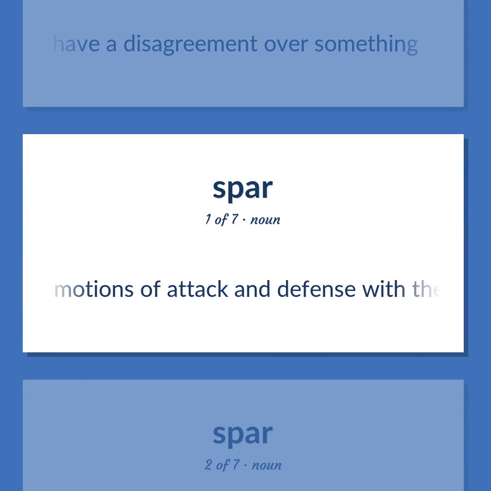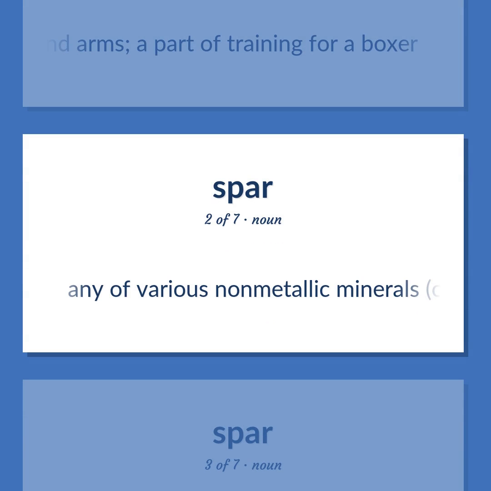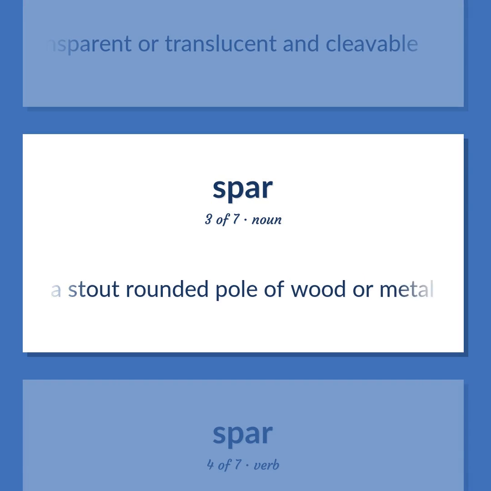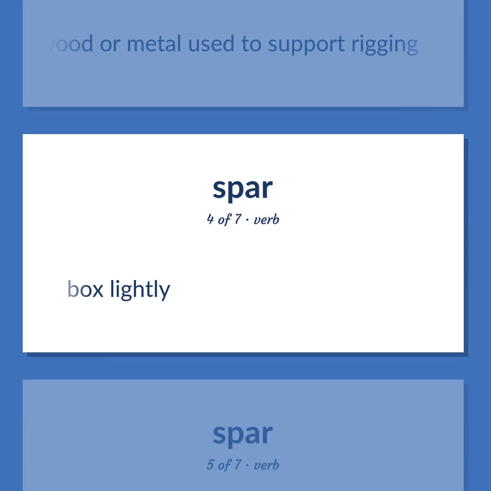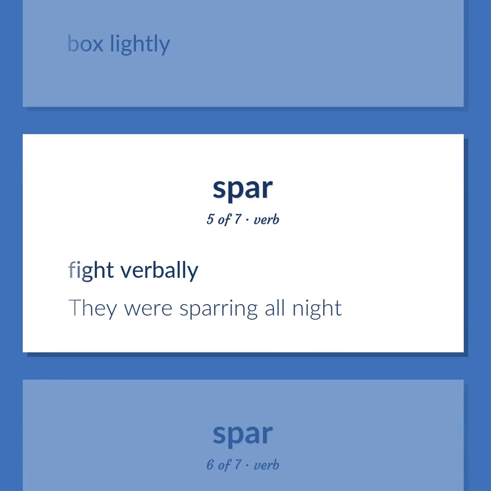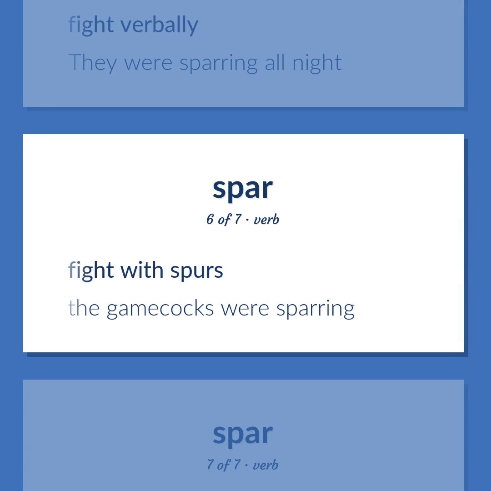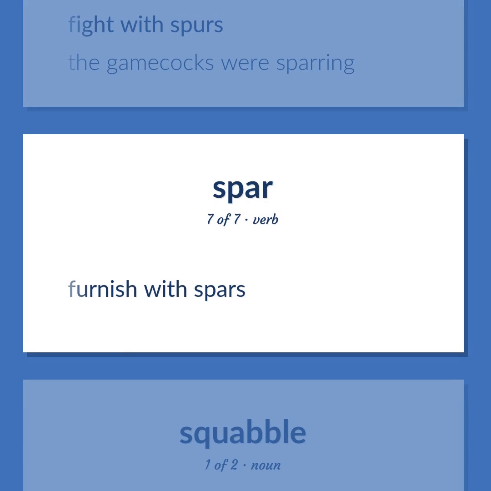Making the motions of attack and defense with the fists and arms, a part of training for a boxer. Any of various non-metallic minerals, calcite or feldspar, that are light in color and transparent or translucent and cleavable. A stout rounded pole of wood or metal used to support rigging. Box lightly. Fight verbally. They were sparring all night. Fight with spurs. The Gamecocks were sparring. Furnish with spars.